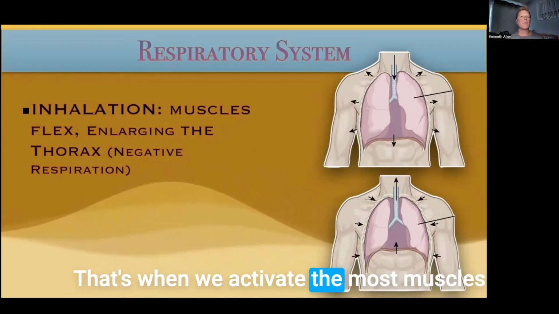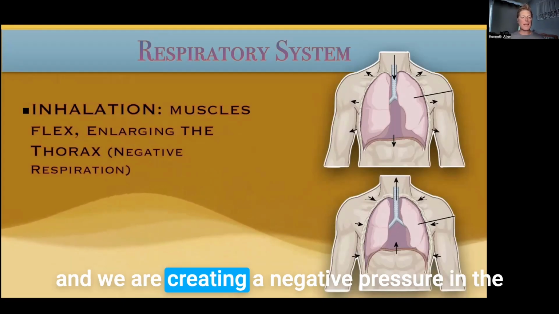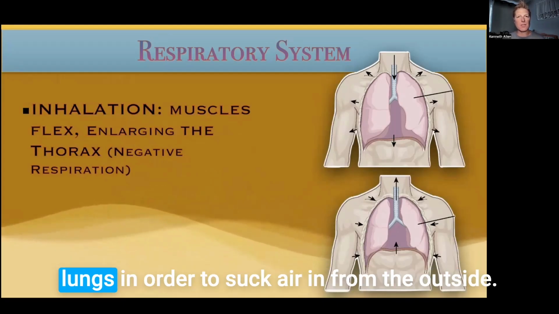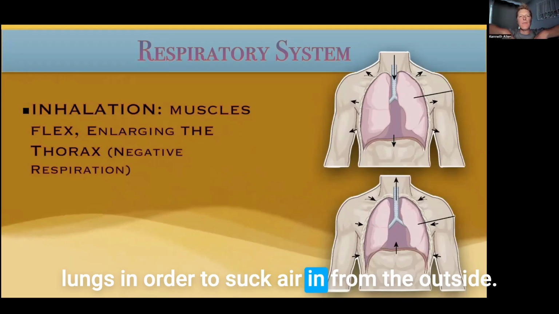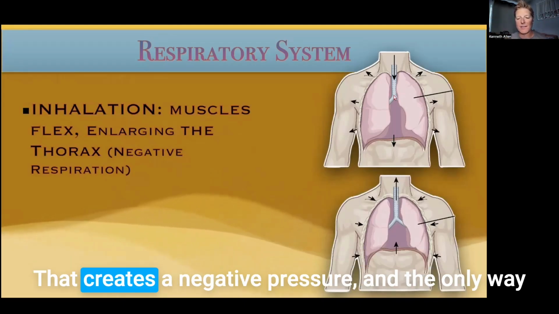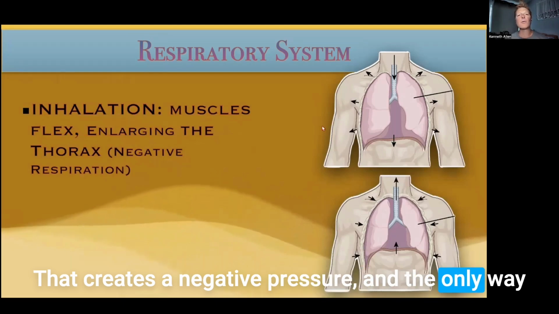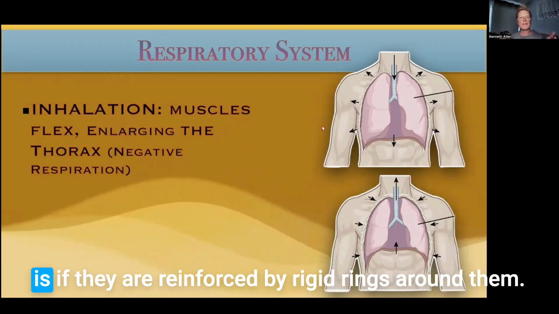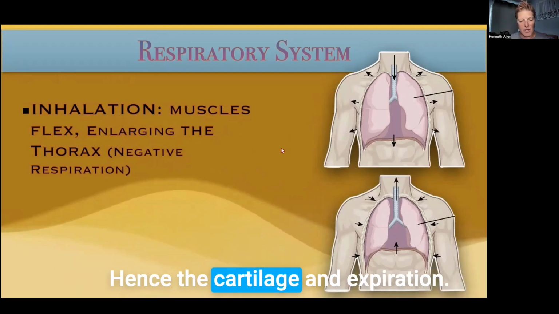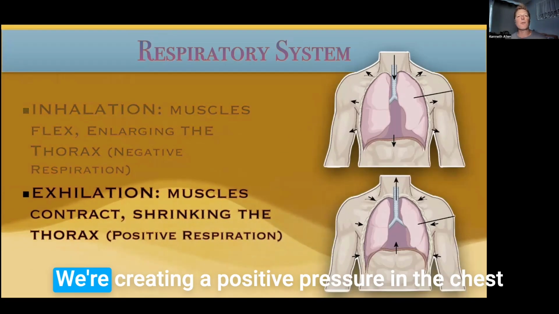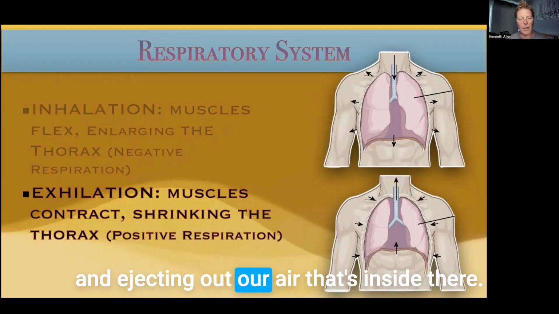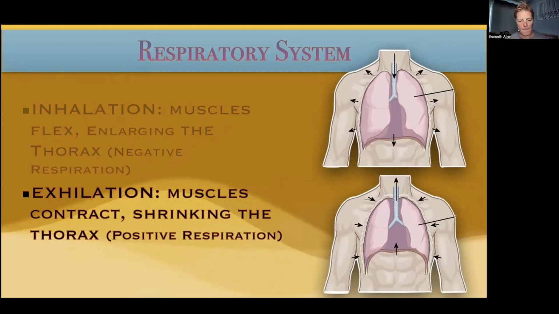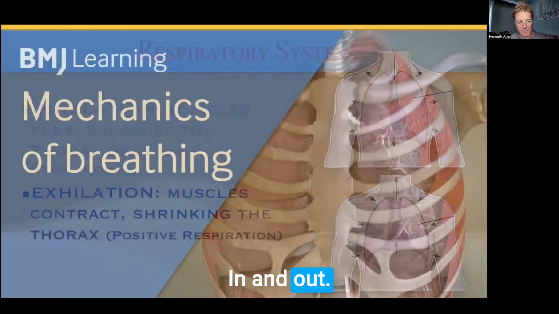Another important thing to understand is when you inhale, it's active. That's when we activate the most muscles. And we are creating a negative pressure in the lungs in order to suck air in from the outside. That creates a negative pressure. And the only way those tubes or bronchi or bronchioles can stay open is if they are reinforced by rigid rings around them, hence the cartilage. In expiration, we're creating a positive pressure in the chest and ejecting out our air that's inside there. In and out, in and out.